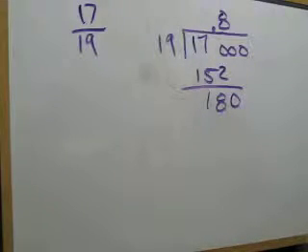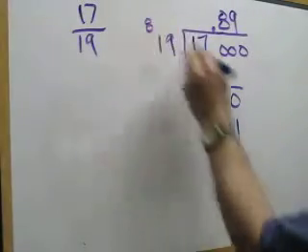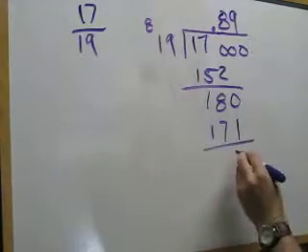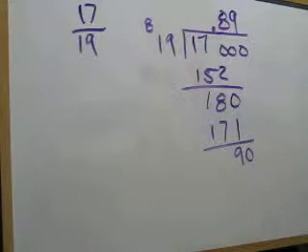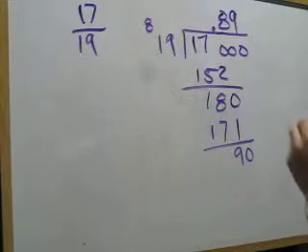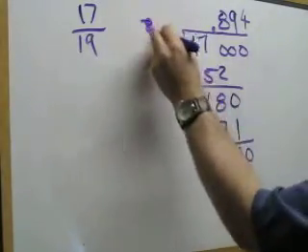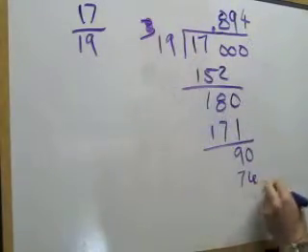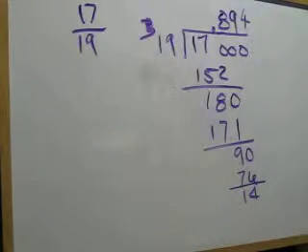19 goes into 180 9 times, 9 times 9 is 81, carry the 8, 9 times 1 is 9 plus 8 is 17, leaving me with a 9 here. And I can bring down another 0. 19 goes into 90 probably 4 times. 4 times 9 is 36, carry the 3, 4 times 1 is 4 plus 3 is 7, leaving me with 14. And you could go on and on and on, but the instructions say correct to the hundreds column.